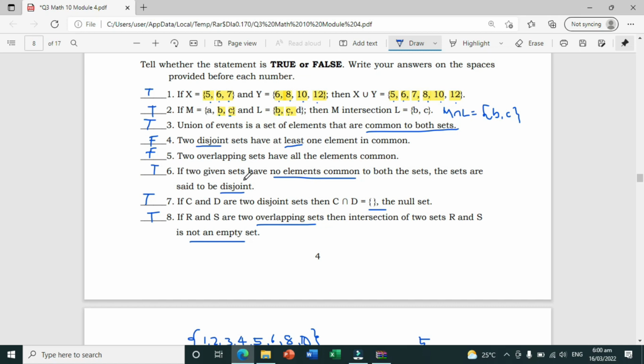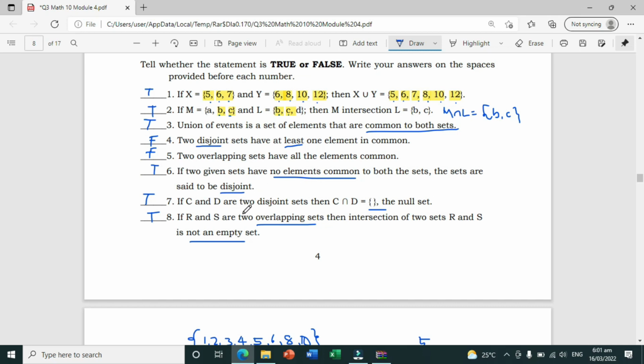Number 6, if two given sets have no elements common to both, the sets are said to be disjoint. So, the other way of saying na kung false ito number 4, true naman to number 6. So, no elements common. So, disjoint.